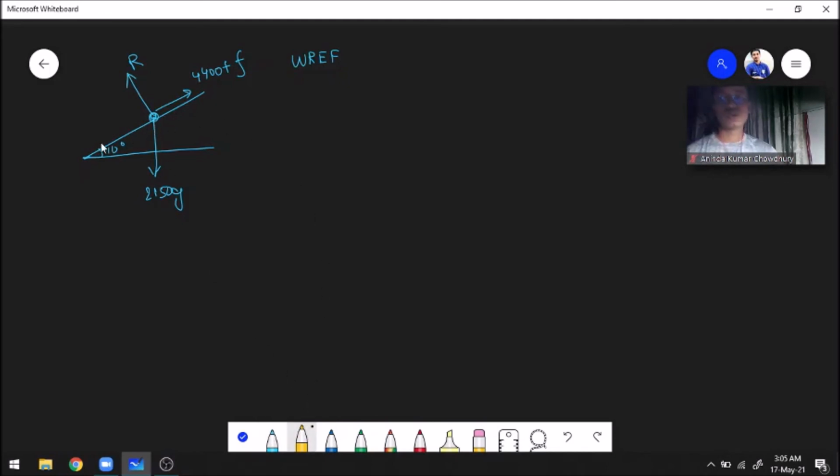Once again, we have to break these forces along the plane and perpendicular to the plane. All the other forces are along the plane and perpendicular to the plane other than the weight. So this is our 10 degrees. We have to break this weight, 2150g, into 2150g cos 10 and 2150g sin 10.